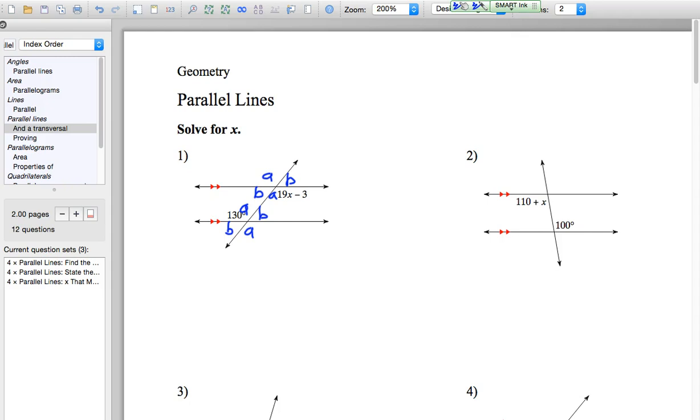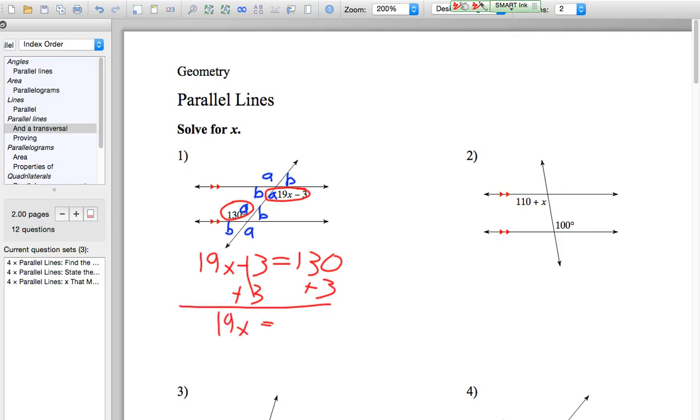Looking at this one, we see that 130 is A and 19x minus 3 is A. Since they both have an A, that helps me know that they're equal to each other. So that's how I'm going to set up my equation: 19x minus 3 equals 130. I can solve, add 3, so I get 19x equals 133. Then I'll divide 133 by 19, and you should get 7.